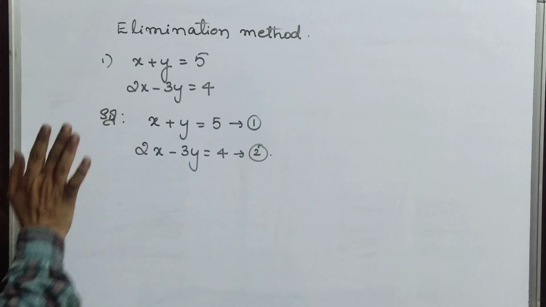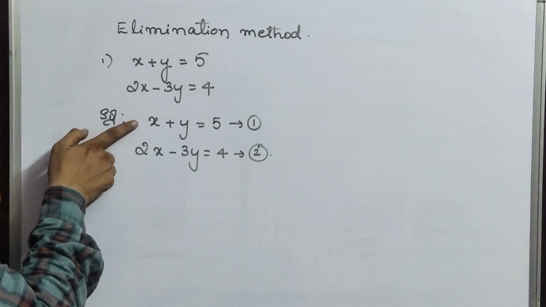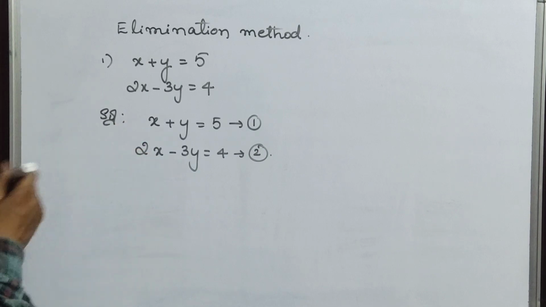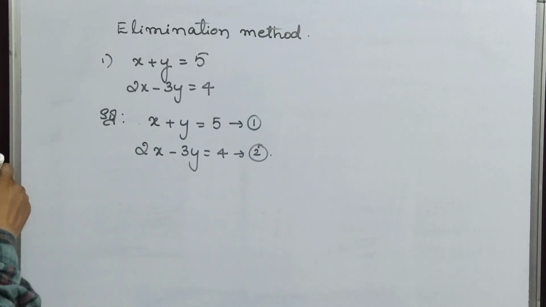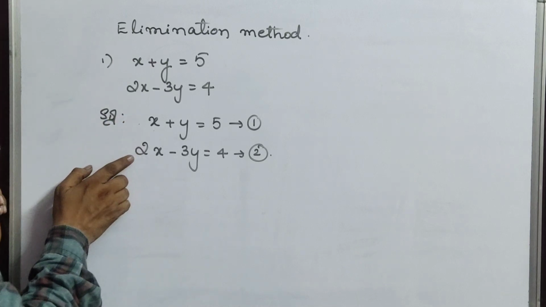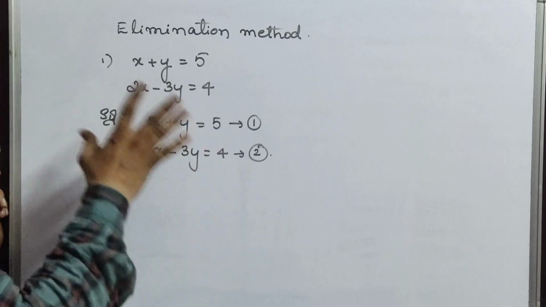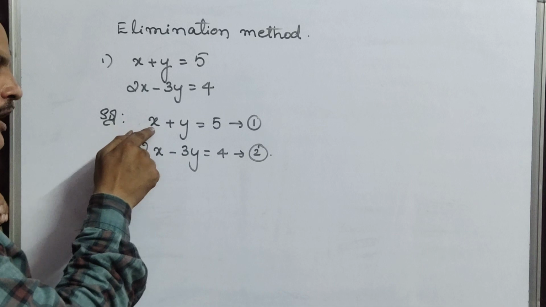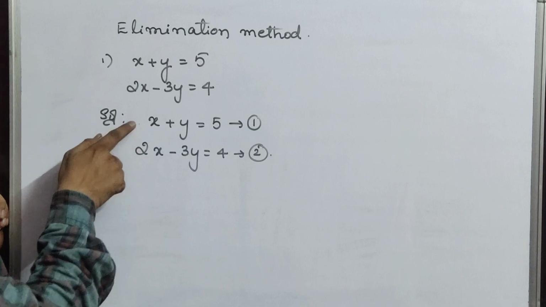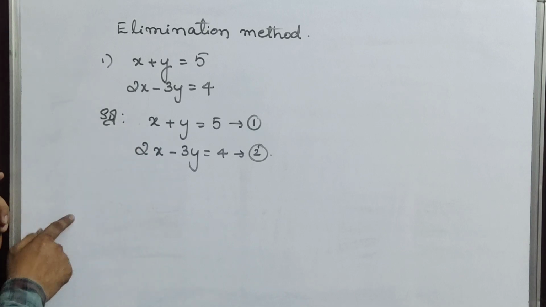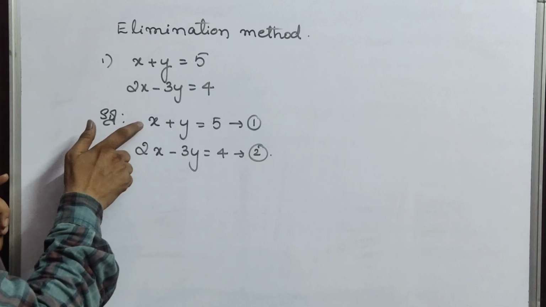Here x. First thing, compare these two. Here the x coefficient is 1, here the x coefficient is 2. If you want to eliminate the variable x, both the x coefficients must be equal. But here what happened? Here 1, here 2. So here you can make it into 2.